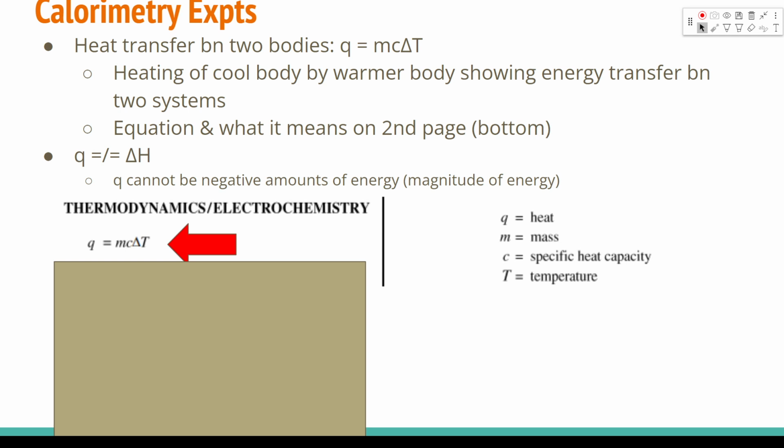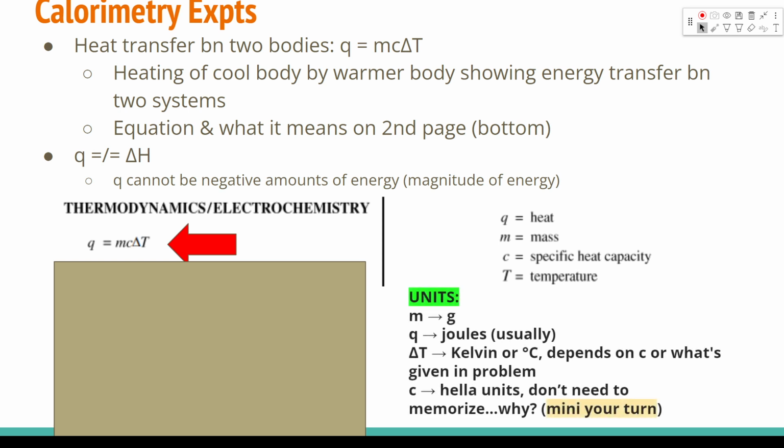And so you see under thermodynamics is Q equals MC delta T, and you can see what each of the letters mean on the right side. And so you don't have to memorize it. Granted, you could just remember and it works out, but there we go. And so we have several units for these. And so we have our mass is grams, our Q is joules usually, delta T might be in Kelvin or degrees Celsius, it really depends, and C has hella units as I said on the slides.